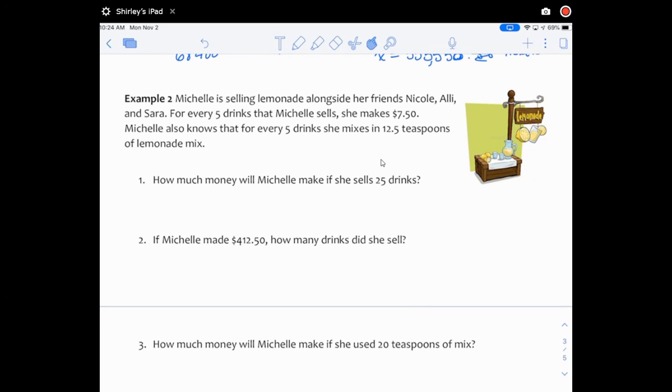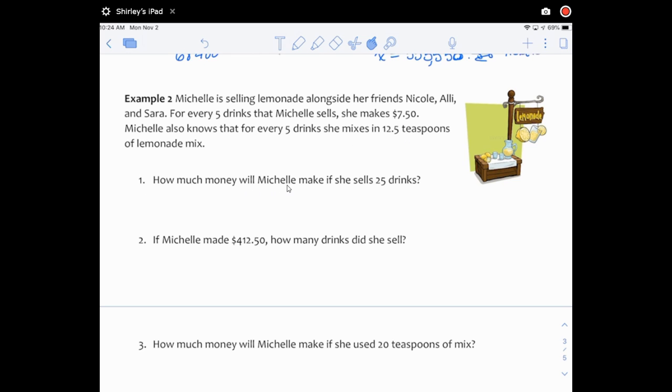Number 2, we have Michelle selling lemonade alongside her friends Nicole, Allie, and Sarah. For every 5 drinks that Michelle sells, she makes $7.50. She also knows that for every 5 drinks, she mixes in 12.5 teaspoons of lemonade mix. So I have 2 things that I'm comparing. Number 1, drinks to price. Number 2, drinks to teaspoons.